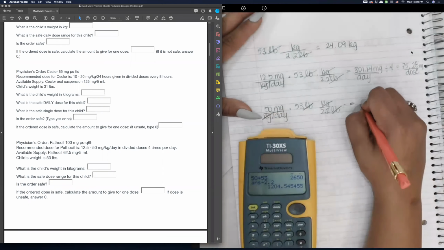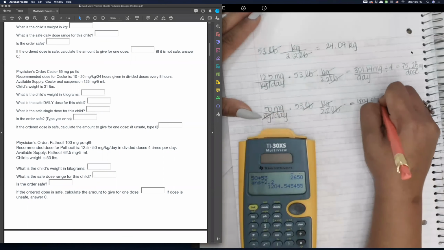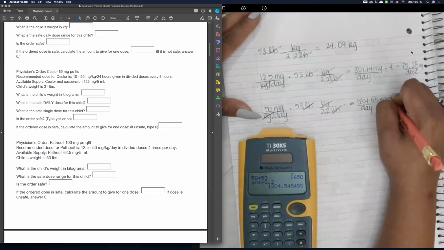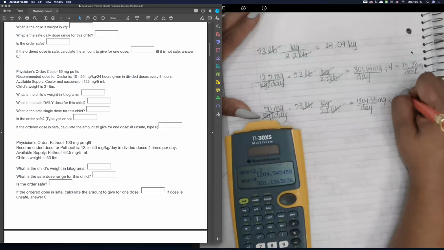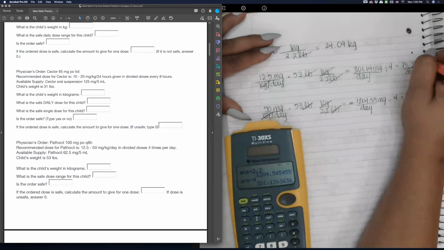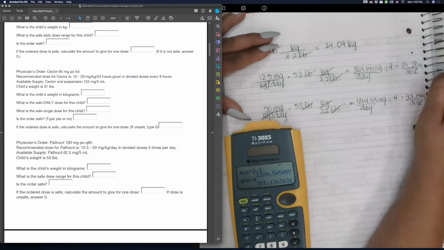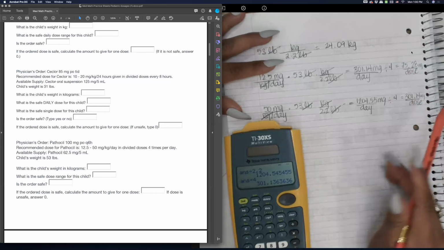Okay, and then the next part is going to be 50 times 53 divided by 2.2, and that's going to give us 1204.55 milligrams per day. Again, we are dividing that in 4 doses. So that's going to give us 301.14 milligrams per dose. The doctor's original order is 100 milligrams PO Q6 hours. So that's the single dose order. And that is within our safe and therapeutic single dose range from 75.28 to 301. So this is a safe order.